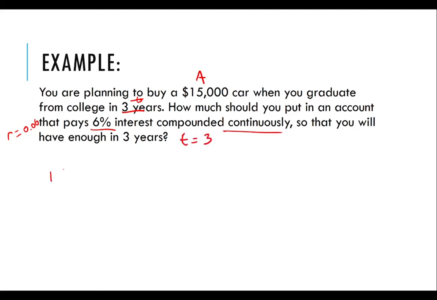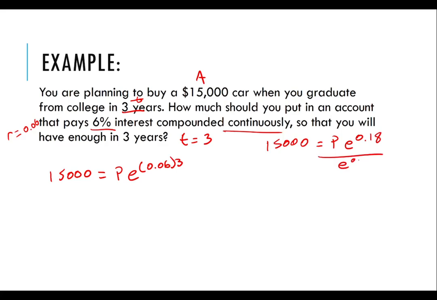Then this is $15,000 is equal to the principal, which we don't know, times e raised to the 0.06 times those 3 years. Then to clean it up just a little bit, this is $15,000 is equal to P times e to the 0.18. So I'm just going to divide by e to the 0.18 on both sides. Then I get that P is approximately $12,529.05.